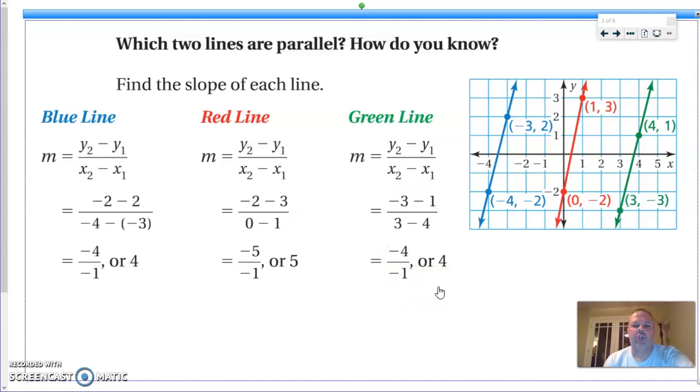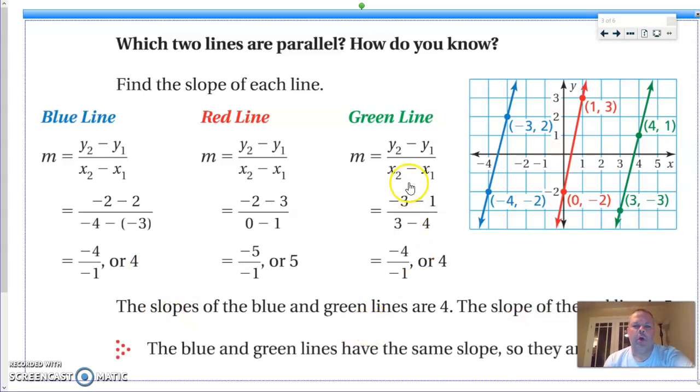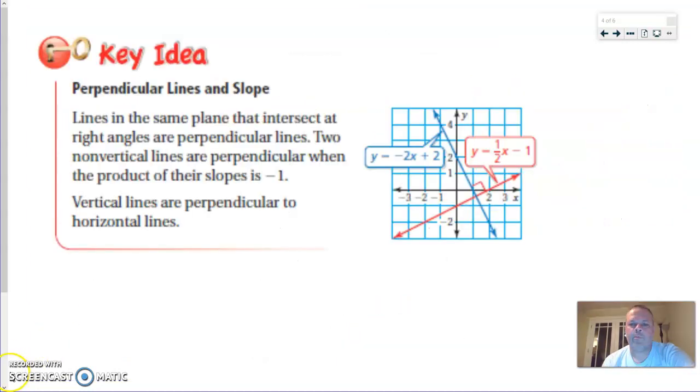Again, what we learned quickly about parallel lines is parallel lines have the same slope. So these two, green and blue, have the same slope. The red one is 5, so our slope of green and blue, since they are the same, they are parallel.